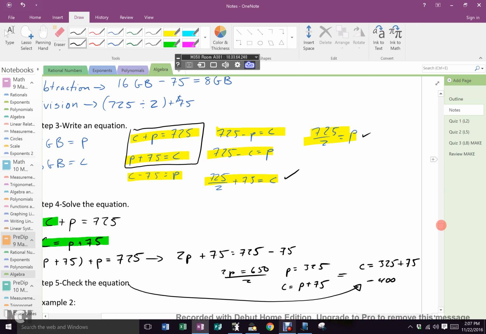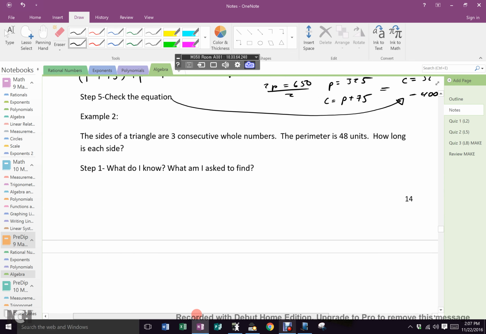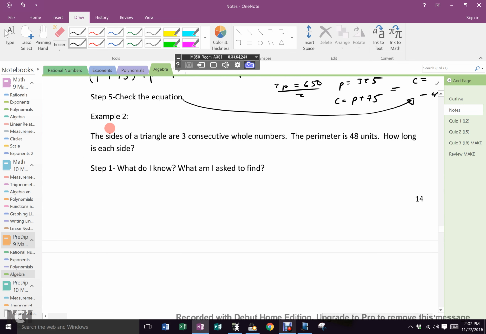Today, and the next couple of days, it's going to get slightly more difficult, but that's all right. Let's look at the next one. Yours should be on the next page. Mine didn't print as well. My example 2: the sides of a triangle are 3 consecutive whole numbers. The perimeter is 48. How long is each side?